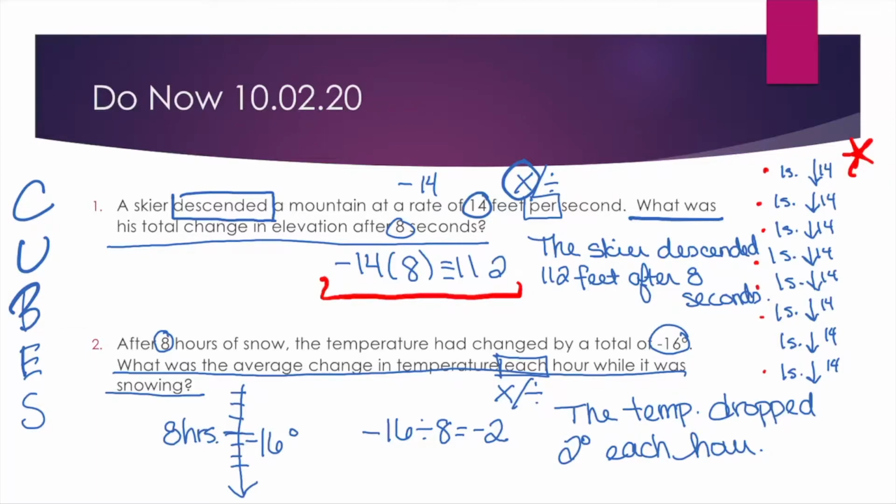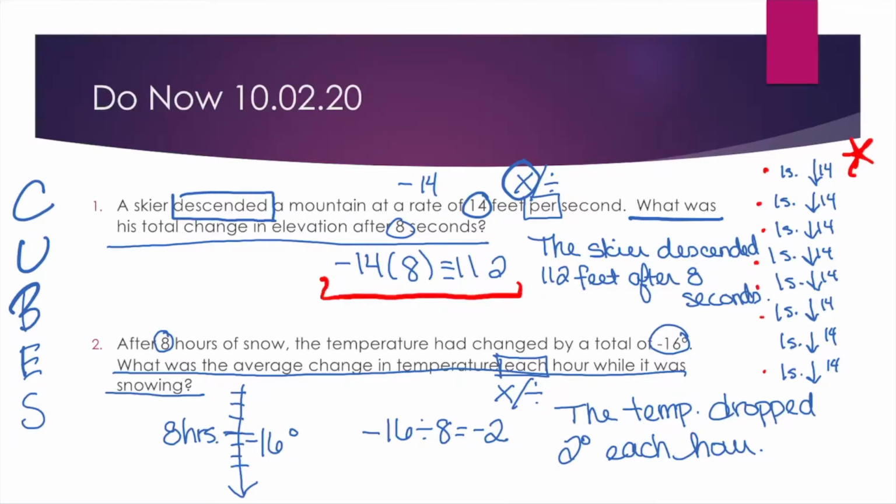Our second question is, after 8 hours of snow, the temperature had changed by a total of negative 16 degrees. What was the average change in temperature each hour while it was snowing? Okay, so we circle 8 and negative 16. We underline what was the average change in temperature each hour while it was snowing. And then we box each, right? And each narrows it down to multiply or divide.